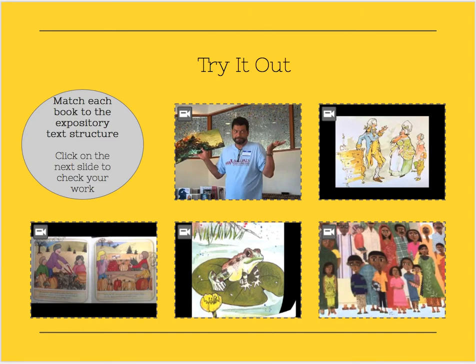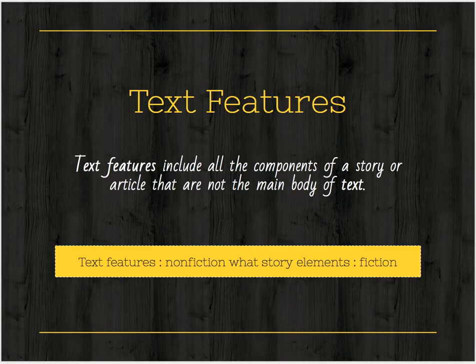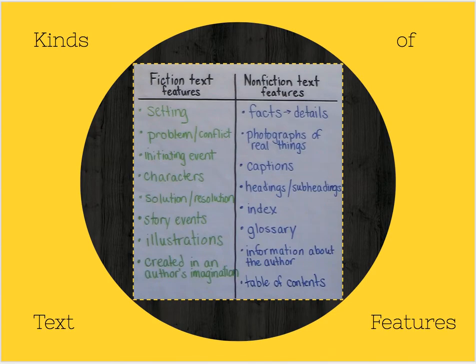This try it out is on text structure. So what you're going to do is listen to each video of each book, and you're going to figure out which text structure most describes the book. And those are coming from the last slide. There's 5 text structures on the last slide. Then we move into text features and read your chart.